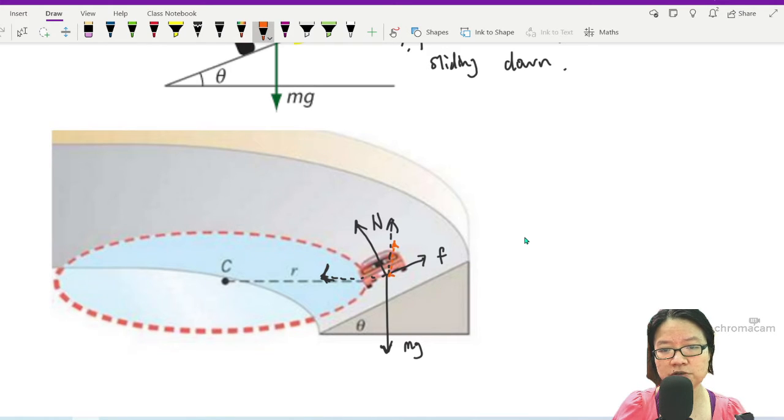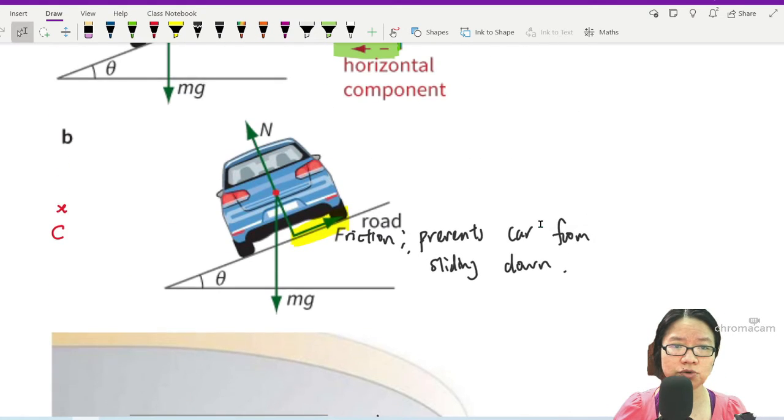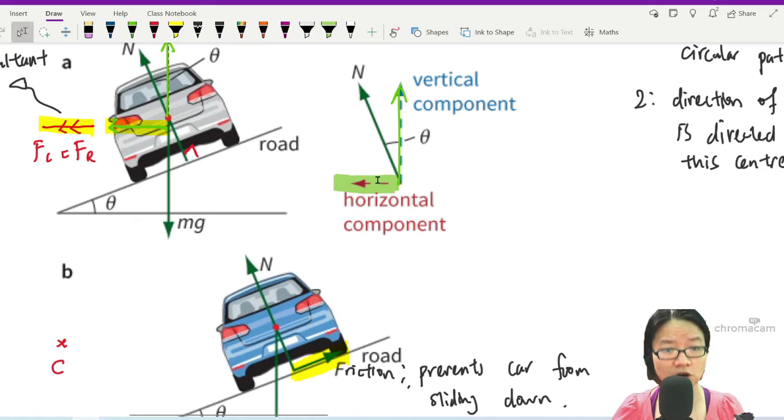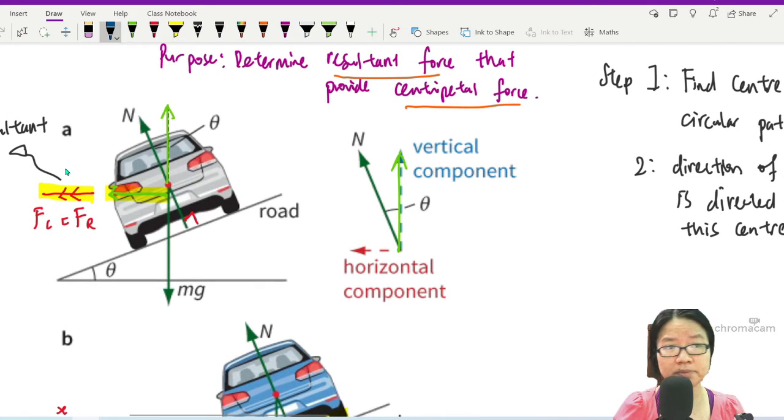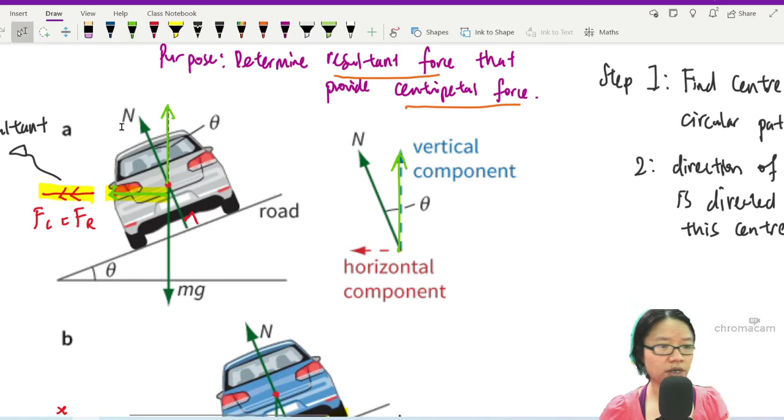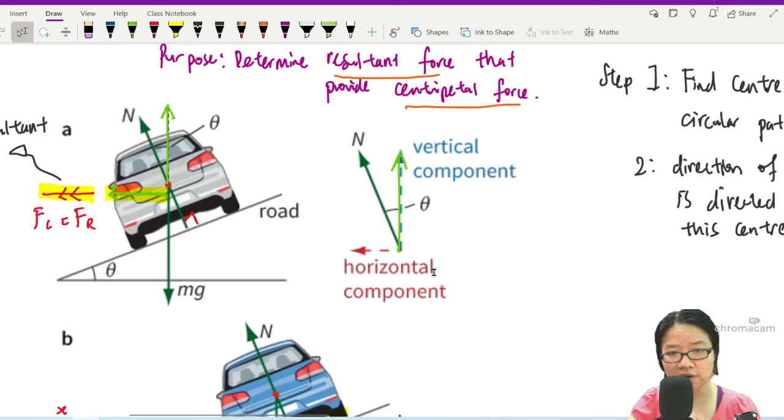You will resolve friction like this. So you may be thinking, wow, Miss, so many resolving. What is resolve again? Well, I will remind you again: whenever we resolve a vector, like in the case of this normal component, we are splitting the normal force that was 90 degrees to the inclined plane here into a vertical component and a horizontal component.